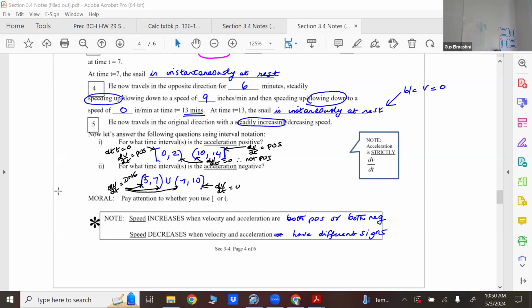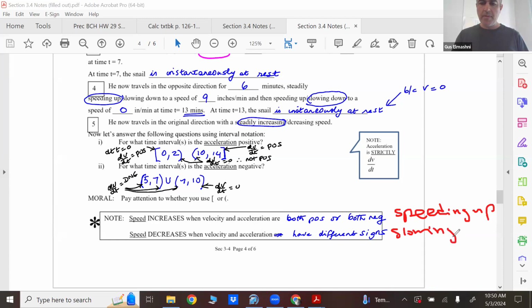And very important. Speeding up. Slowing down. Make sense? We're good? Okay.